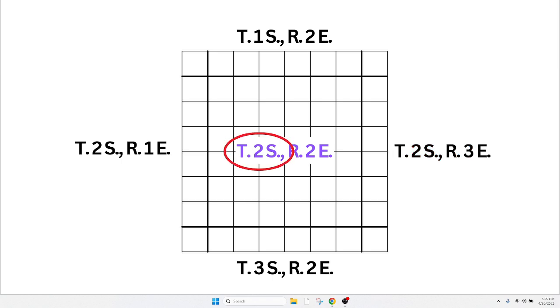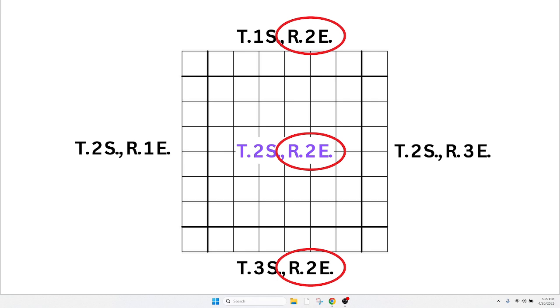So notice the townships are in the same row and have the same numbers. So these are all Township 2 because they're 2 south of the initial point. And the ranges are in the same column and have the same range number.